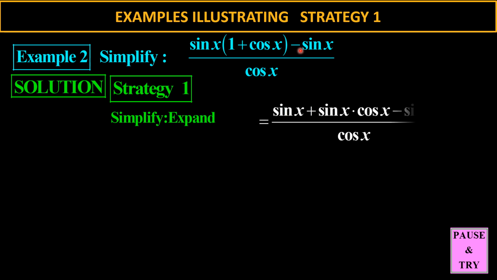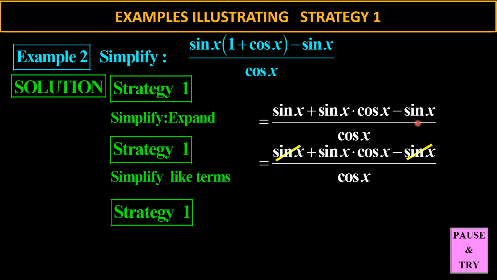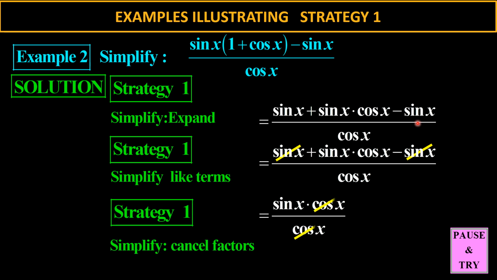And if we simplify that, that becomes sine x plus sine x cosine x minus sine x over cosine x. Now once we have that, we ask ourselves again, can I simplify now? Yes, I can simplify by looking at the like terms, and the like terms are the sine x and the negative sine x. And if I simplify them, sine x with negative sine x gives me 0, and now I end up with sine x cos x over cos x. Again, I ask myself, can I simplify? Right? Simplify that, and I notice I can cancel. So I cancel out the cosine, and there I've now simplified that, right?